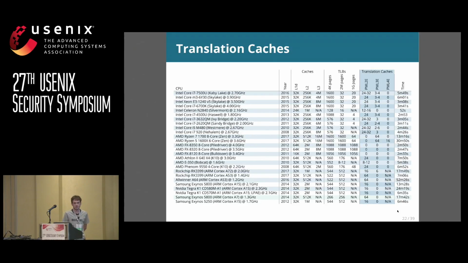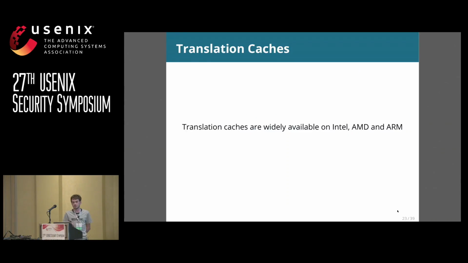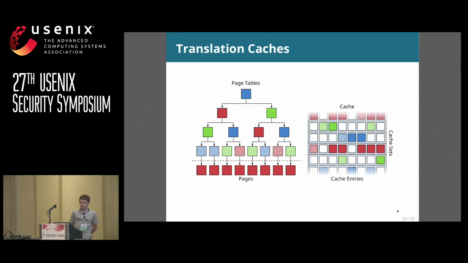The interesting part is the highlighted part of the table, which are the translation caches. The conclusion is that translation caches are widely available on Intel, AMD, and ARM. So back to this picture, we have our page tables, and we are interested in the row with the hatches.